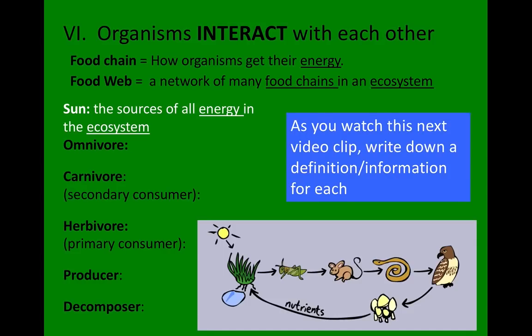As you watch the next video clip, you're going to write down a definition for each of the things listed on the left side of the sheet. Sun has been done for you as an example. So the sun is the source of energy in the ecosystem, and you need to try to identify the rest of them with a simple definition as the video plays.